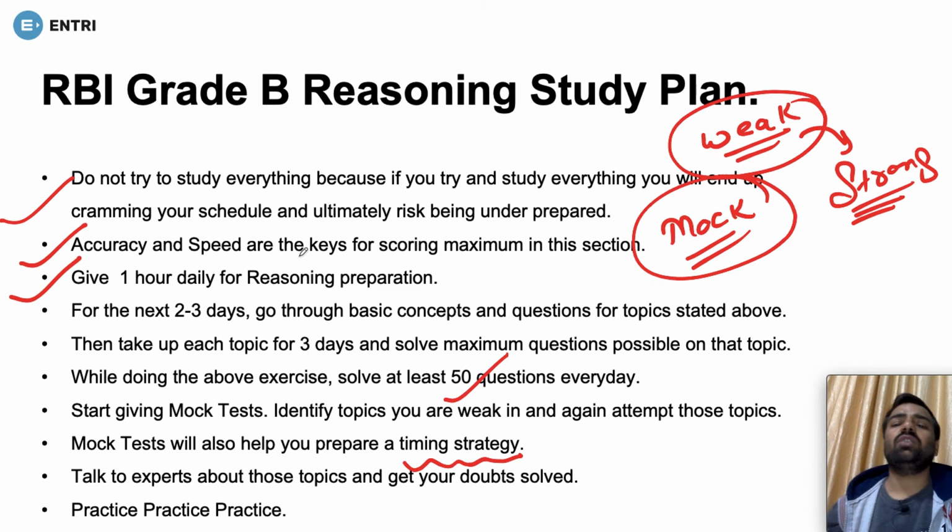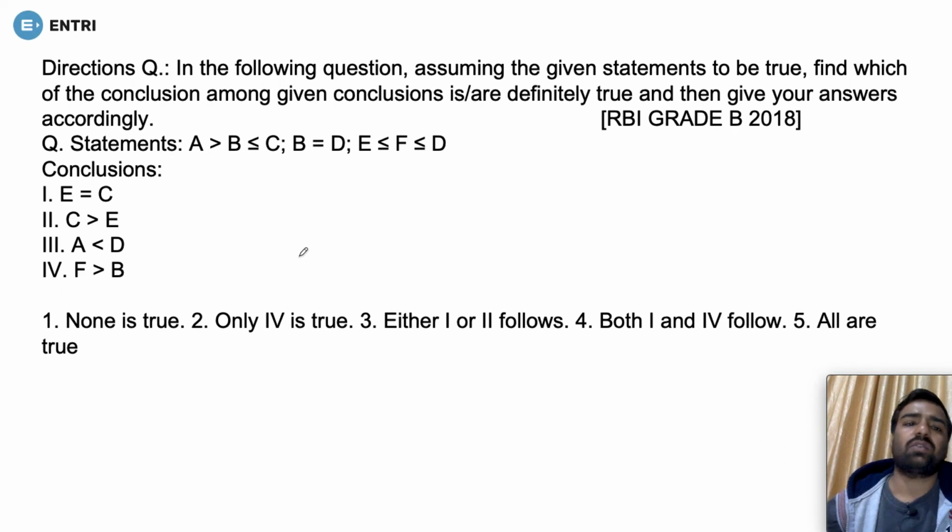Now, as I already told you, I will be discussing some questions. So let's have a look at a previous year's question. This question was asked in RBI Grade B in 2018. What was it? In the following question, assuming the given statements to be true, find which of the conclusions among the given conclusions is or are definitely true, and then give your answers accordingly.